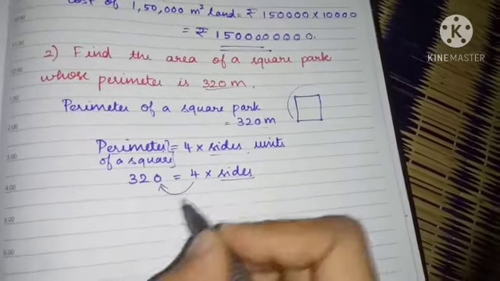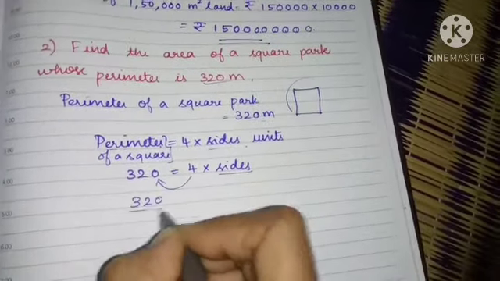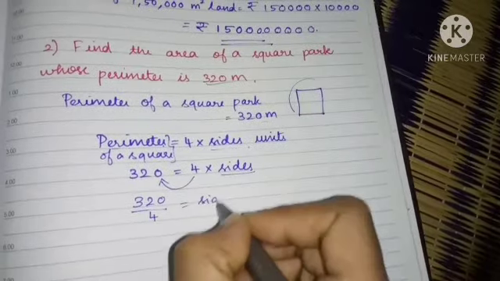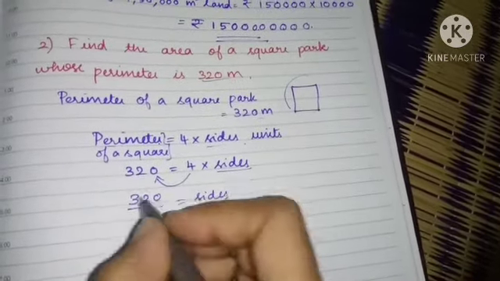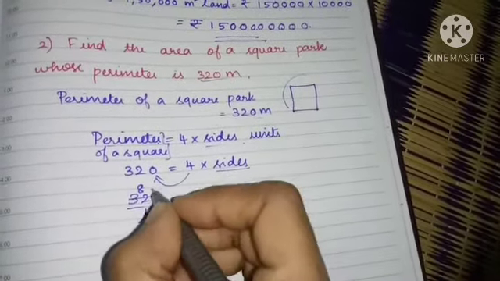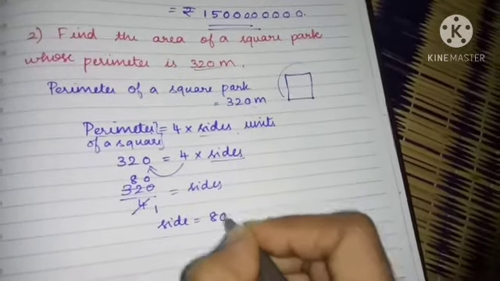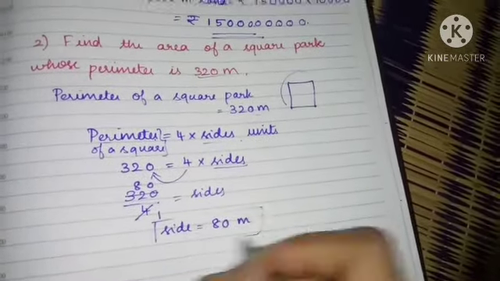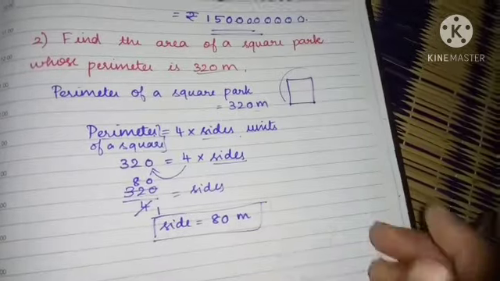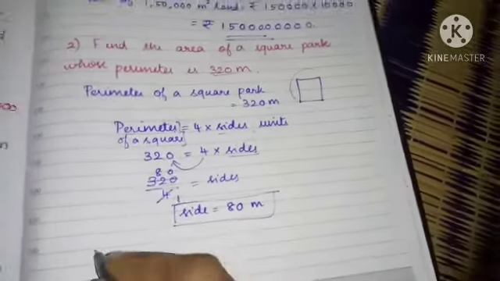So I am bringing this 4 to the other side. So 320 divided by 4 is equal to side. 4 ones are 4, 8 fours are 32, 0. So side is how much? 80 meter. Side is how much, children? 80 meter.